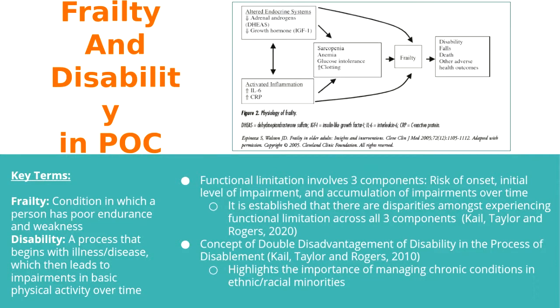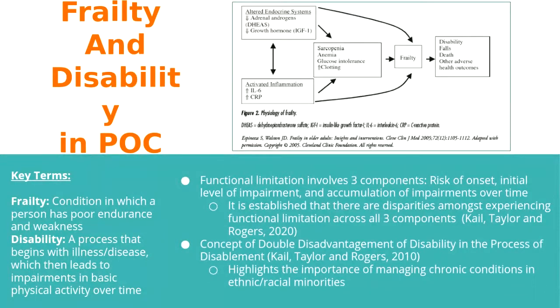In recent research, specifically in regards to people of color, there are actually 3 components involved in the functional limitation model, which disability is based on. The 3 components are risk of onset, the initial level of impairment, and then the accumulation of impairment after the onset. Recent research suggests that, other than understanding that there are racial disparities in functional impairment overall, it's more important to recognize that there are disparities across the different components of functional impairment for people of color.